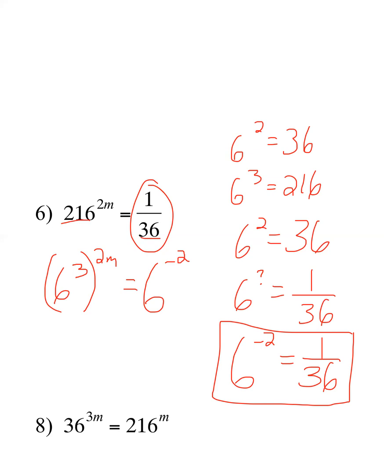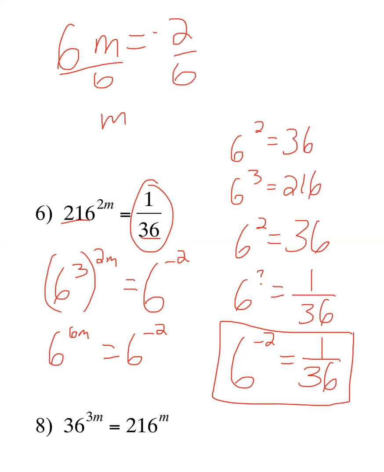On the left, that's going to get me 6 to the 6m. On the right, that's 6 to the -2. So now my bases are the same. I can set the exponents equal to each other. 6m equals -2, I'm going to do it up here because I'm in a room. 6m equals -2. Divide both sides by 6. So looks like I get -1/3 as my final answer.